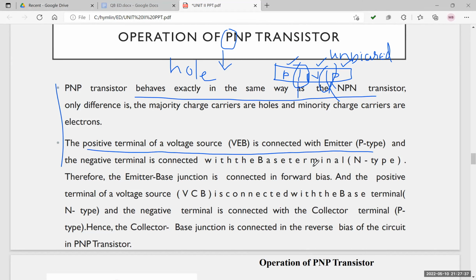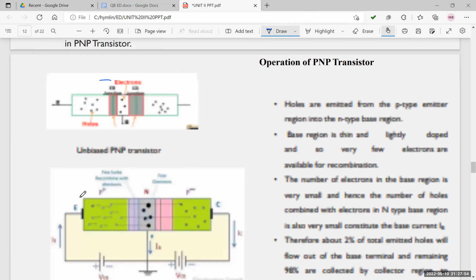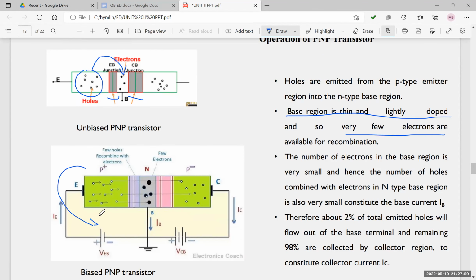The positive terminal will be connected to the base for the forward bias condition. Now the positive terminal is connected to the base, that is N type, and the negative terminal is connected to the collector terminal, P type, for the reverse bias condition. So as per that, you can see P should be connected to negative for the reverse bias condition.